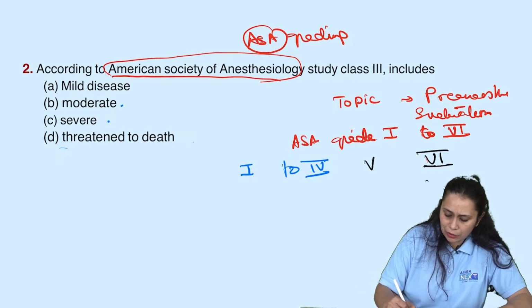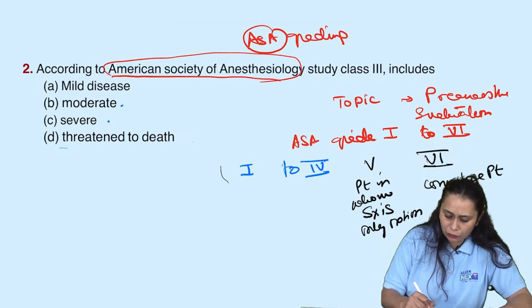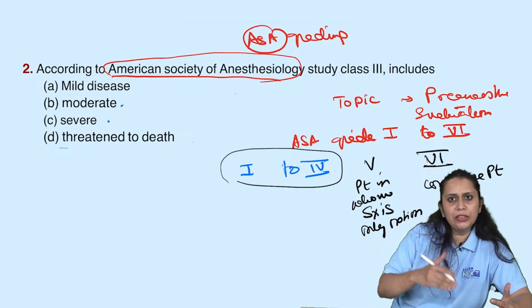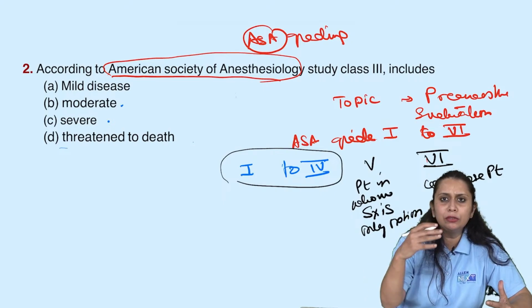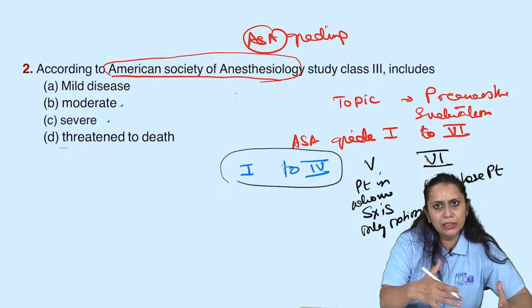6 is a comatose patient for organ transplantation. 5 is a patient in whom surgery is the only option. Surgery is the only option for survival, nothing else. And for 1 to 4, the surgical condition and comorbidity are 2 different things, and we have to see what risk the comorbidity is presenting in the patient.